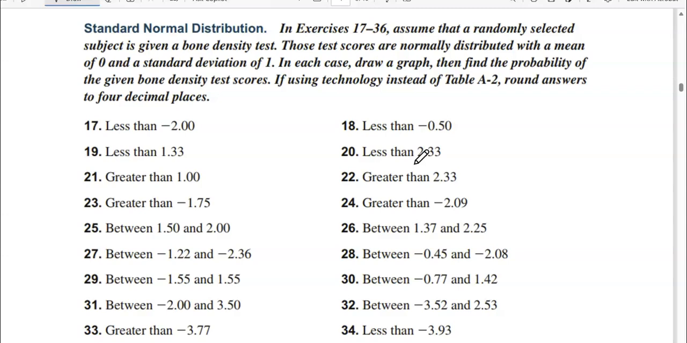Now, what if we don't have a picture? Well, in that case, maybe we need to draw a picture. We can still find areas associated with values. Let's look at a few of these. Let's look at number 20.